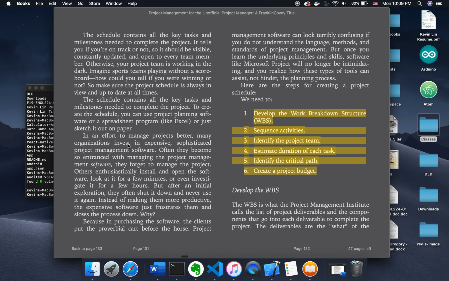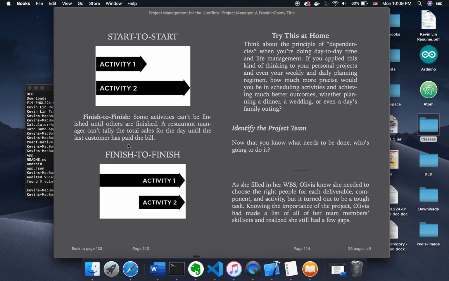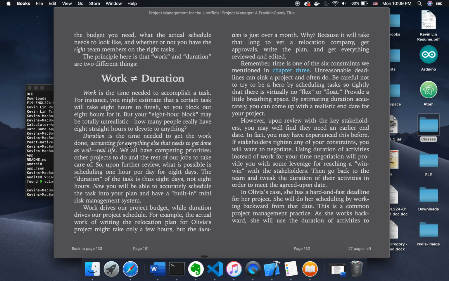Work versus duration. I think he gives a really good definition of what he calls work versus duration. He says work is the time needed to accomplish the task, while duration is the time needed to get the work done. And this accounts for everything that is done. So work can just be a single task item, but duration can be the entire project from overall beginning to end.